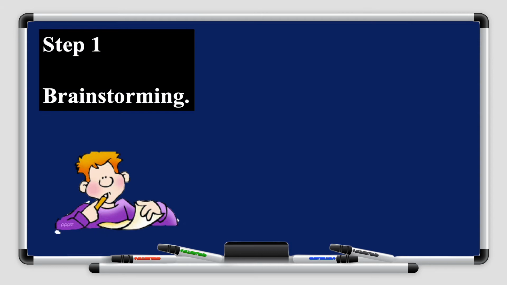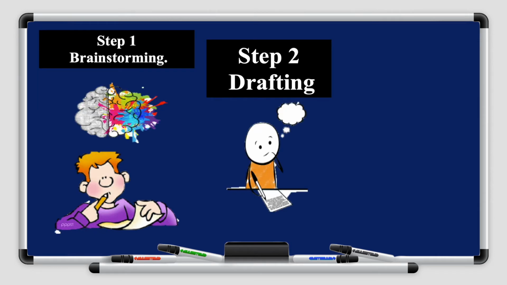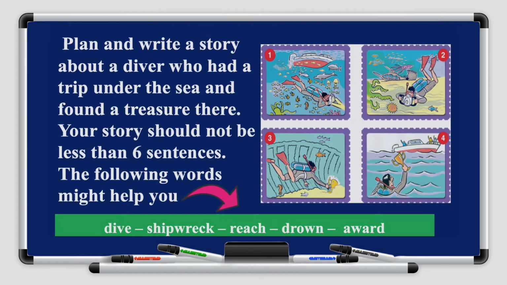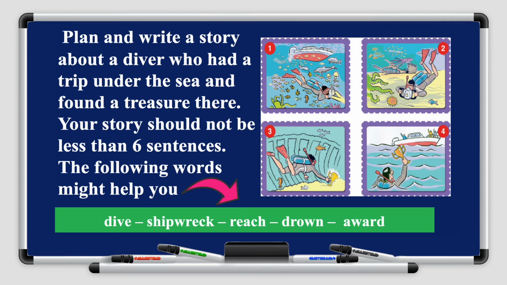The first step, brainstorming. The second step is drafting. The third step is revising and editing. Well done. So let's look at our topic today. Plan and write a story about a diver who had a trip under the sea and found a treasure there. Your story should not be less than 6 sentences, all right? The following words might help you: dive, shipwreck, reach, drown, and award.